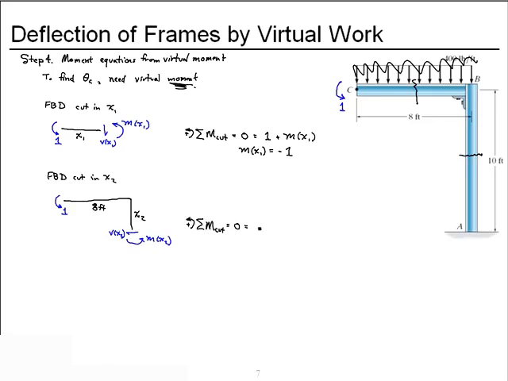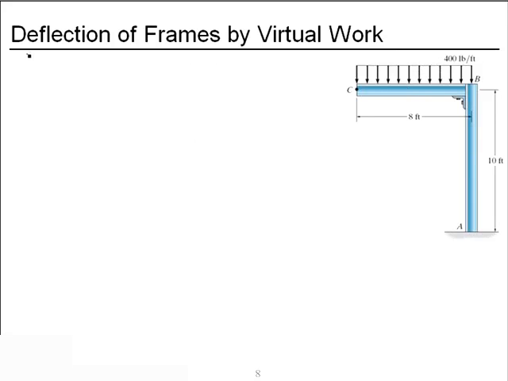Counterclockwise is positive. And I have the contribution of the virtual couple moment and the unknown virtual moment. The distance away of the applied couple moment doesn't affect our moment equilibrium equation. And once again, my virtual moment is a constant, -1. Now we're ready to predict displacement and slope.